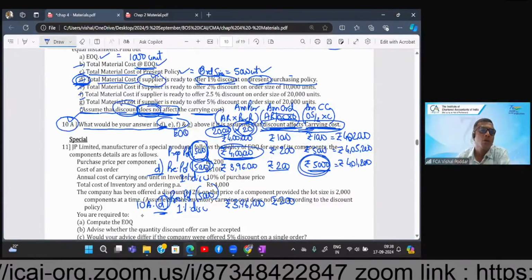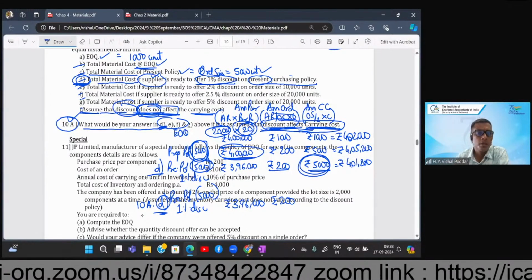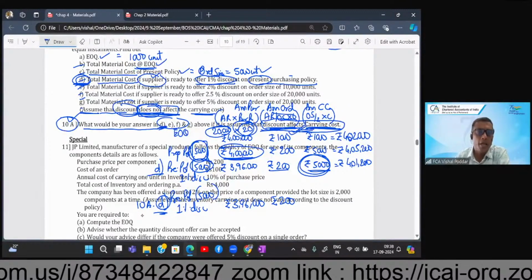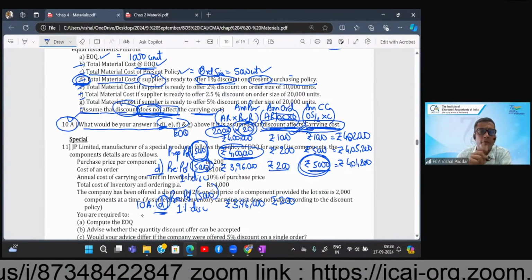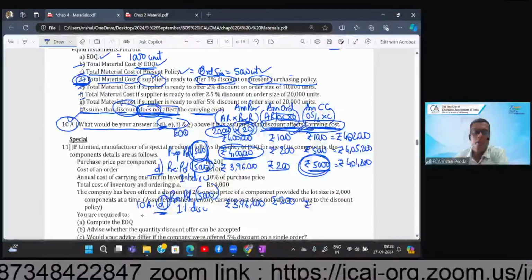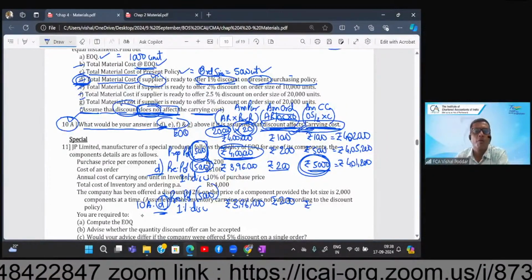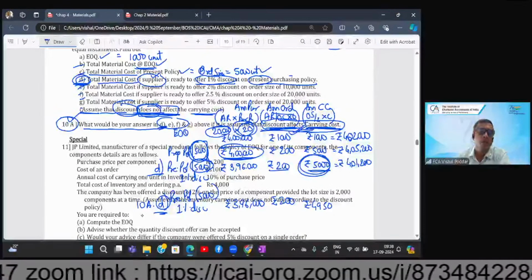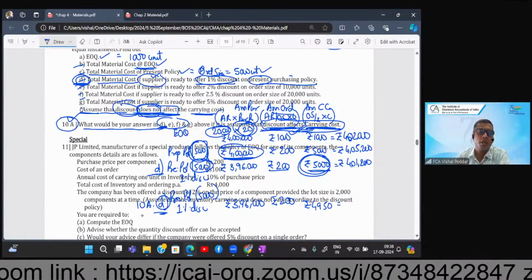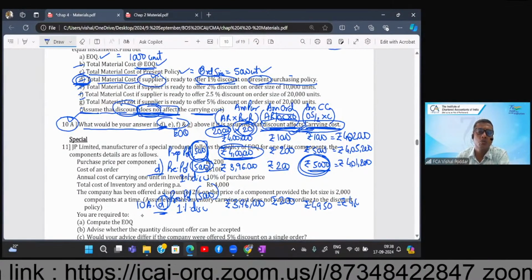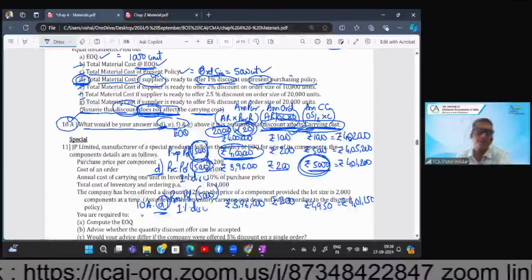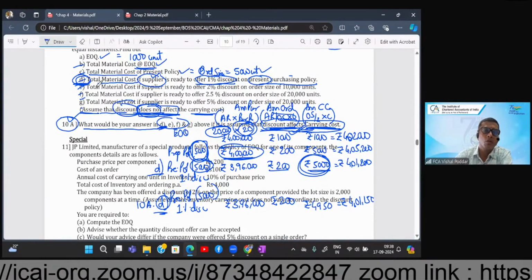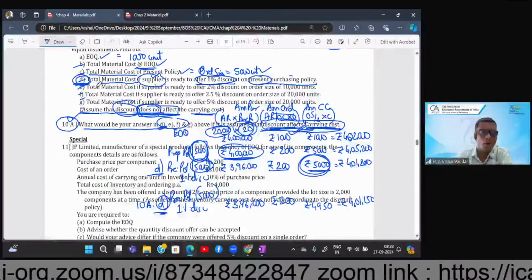But now my carrying cost will change because if there is discount in price and it is saying it affects your carrying cost, it means my carrying cost has also to reduce by 1%. So now in this case, my carrying cost, which was up till now 5,000, will become 4,950 because it will also change because of that discount of 1%. And I will get a new total cost, which is this. I hope students, you are understanding the difference between discount affecting carrying cost and not affecting carrying cost.